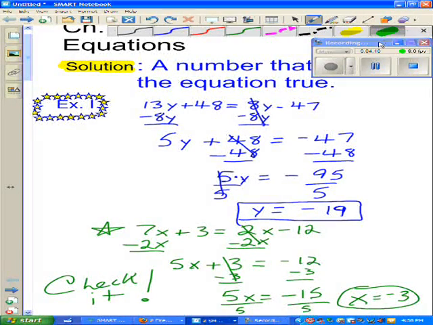5 over 5 cancels and gives us a 1x, but we don't write that 1. We talked about that yesterday in class, if y'all remember. And negative 15 divided by 5 is negative 3. Alright, cool. That's the first set. I hope y'all did well.